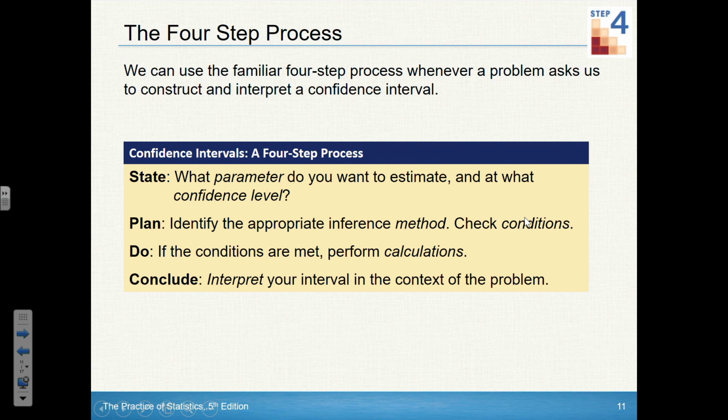SRS, independence, normality. And then in step 3, as long as the conditions are met, you're going to perform the calculations. The point estimate plus or minus the critical value times the standard deviation of the statistic. And then you're going to interpret that interval in the context of the problem. Very, very critical that you keep it in the context of the problem.